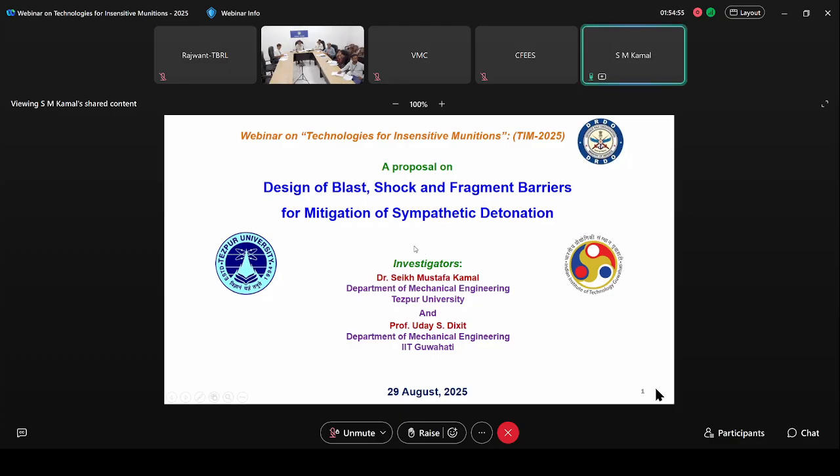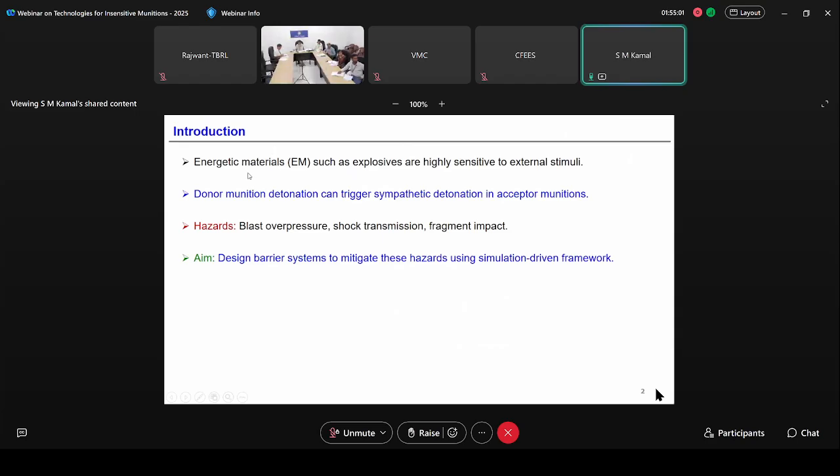This work focuses on a pressing problem in the area of technologies for insensitive munitions. Energetic materials such as explosives are highly sensitive to external stimuli. When one munition, called the donor, detonates, it can unintentionally trigger neighboring munitions, known as acceptors, causing various types of hazards such as blast overpressure, shock transmission, and fragment impact. Therefore, to mitigate such hazards, our aim is to design a barrier system, and the work is based on a simulation-driven framework.